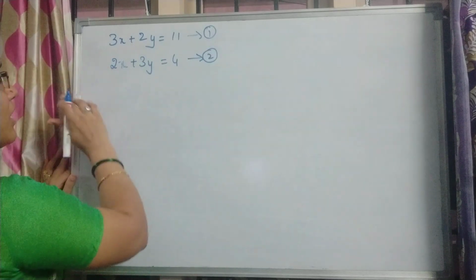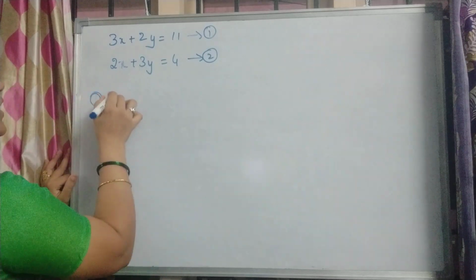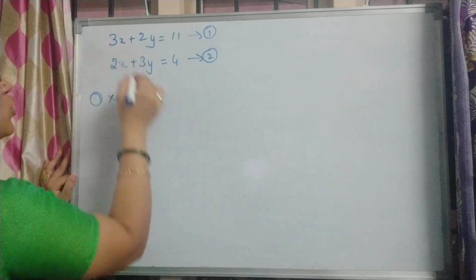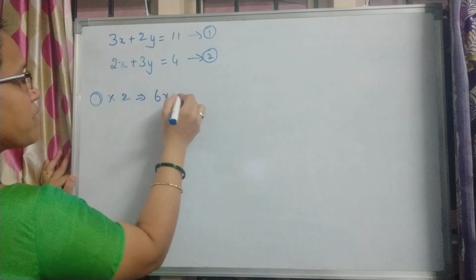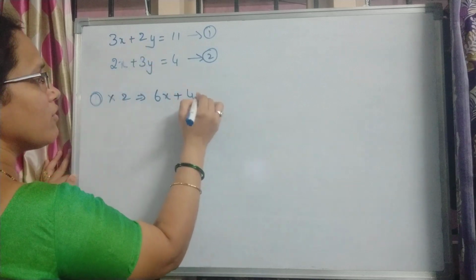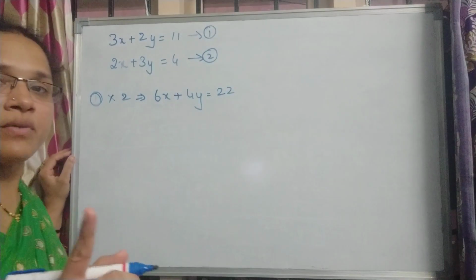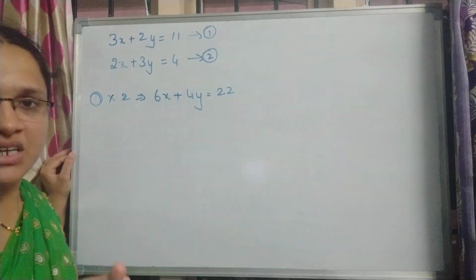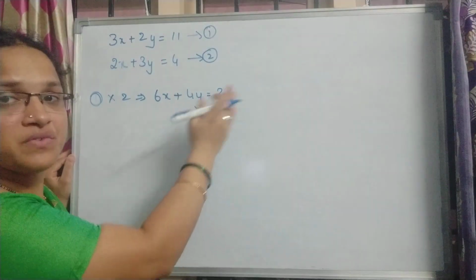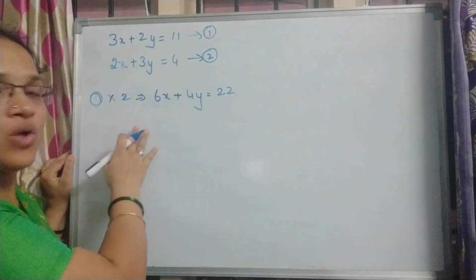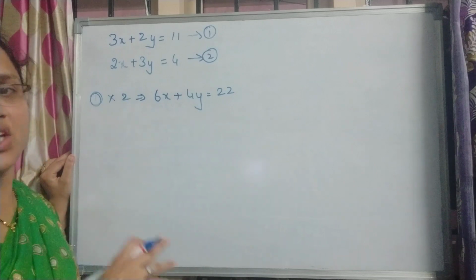So now what you have to do is multiply the first equation by 2. When you multiply by 2, 2 times 3 is 6, so 6x, plus 2 twos are 4, so 4y, is equal to 2 elevens are 22. Children, one thing you remember, the whole equation should be multiplied by 2. Don't leave the constant on the other side of the equal sign. When you multiply by any number, you should multiply all the terms of the equation.